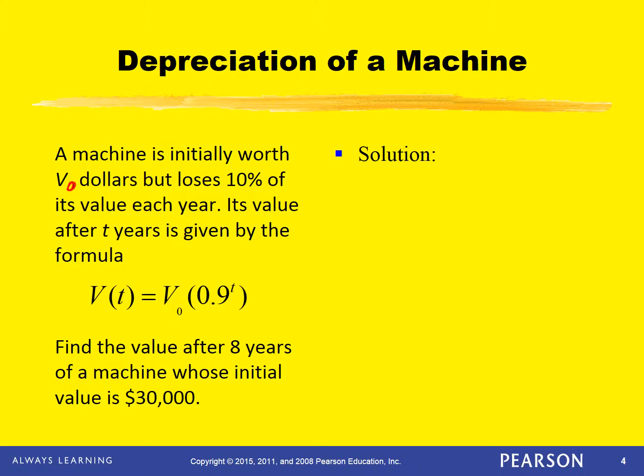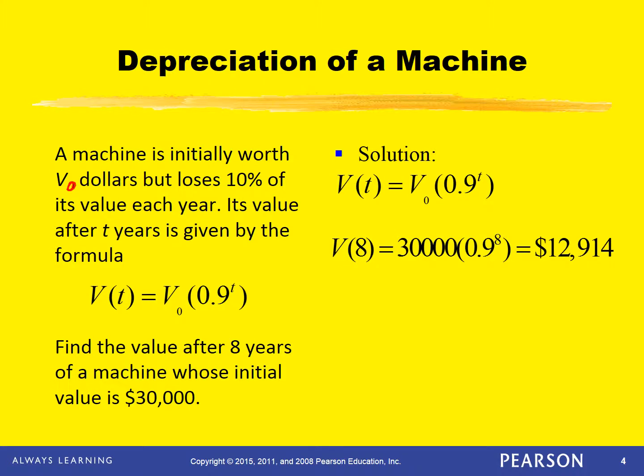Well, t is 8. Do the exponential, 0.9, raise that number to the 8th power, multiply the result by 30,000, the initial value, and you get the value 8 years after it has been used, which is $12,914.